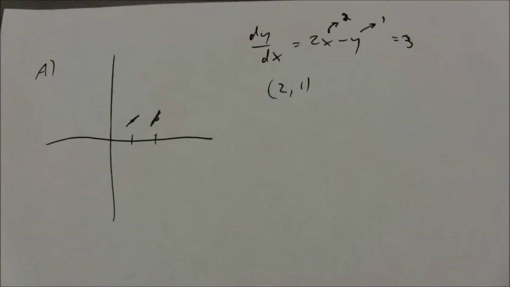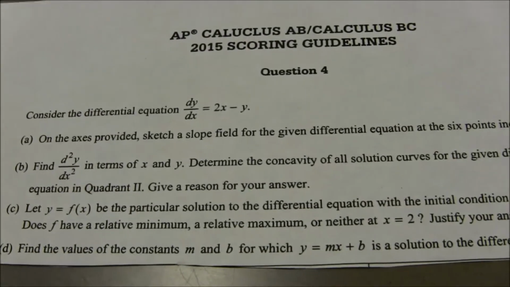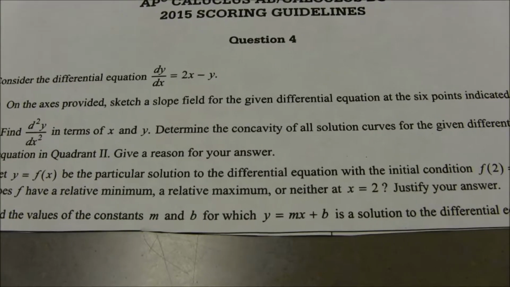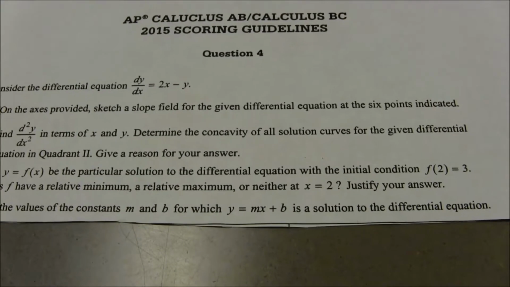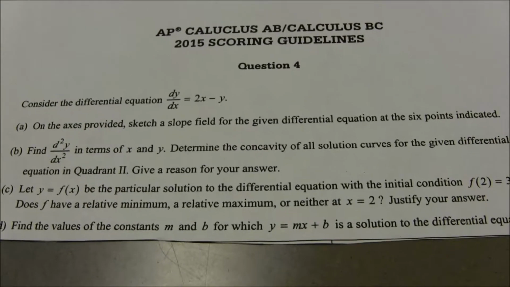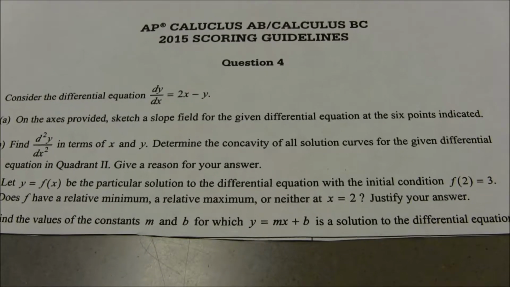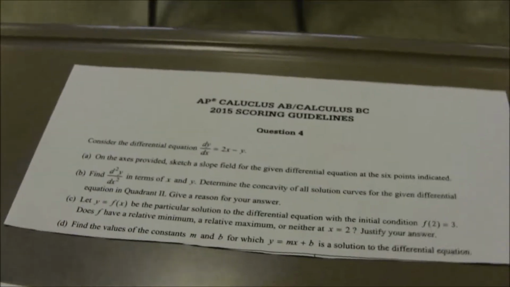Anyway, I'm not going to do all of that because that would be pretty time consuming, but I do want to take a look at part 2. Part 2 says to find the second derivative in terms of x and y, then use that to determine the concavity of all solution curves for the given differential equation in quadrant 2. Then it asks you to give a reason for your answer. So the primary part here is finding the second derivative.